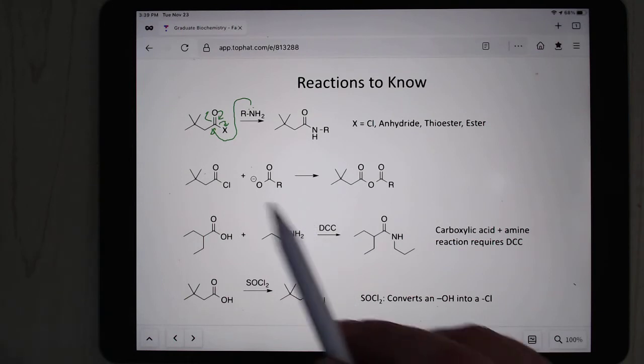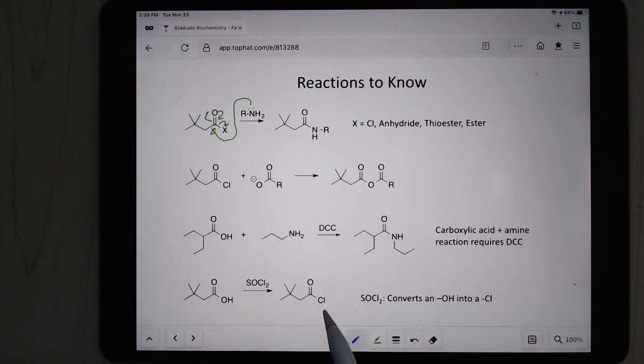Okay. Now, the other thing is, how do we make acid chlorides? Well, one of the reasons why they're called acid chlorides is because they're formed from carboxylic acids. Now, this one is thionyl chloride. Its sole purpose in life is to convert OHs into CLs. Whether it's a carboxylic acid or an alcohol, it turns those into CLs. Okay. And so that's what's happening here. So that's how we make the acid chloride: you start with the carboxylic acid version of it and then add the thionyl chloride.